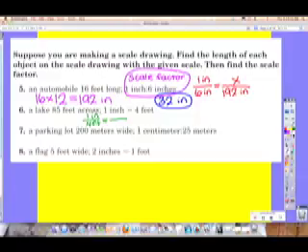Write down your setup, type in your calculators. Summer, what'd you get? 21.25. And Summer, is that going to be inches or feet? Inches. Perfect, Summer. Okay, are we done? Are we almost done? Yes. We just have to do scale factor real quick.